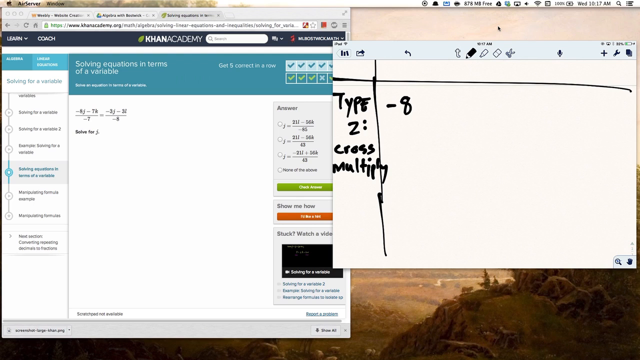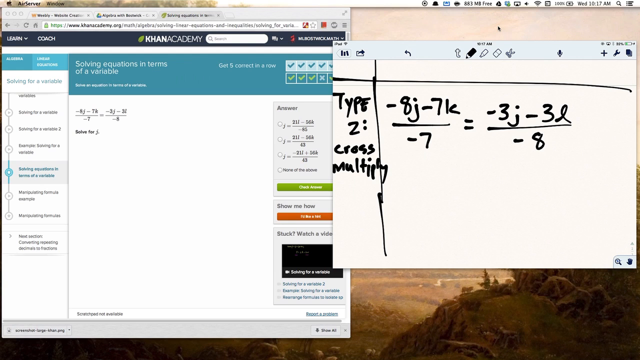I'll write negative 8j minus 7k over negative 7 equals negative 3j minus 3l over negative 8. I write my l's cursively so they don't look like 1s. Okay, in order to solve this problem, I need to do some work to try to get rid of these big divisions, these fractions that I see. In order to do that, I'm going to use a skill called cross multiplication, but I'd like to say a few words about why it works.